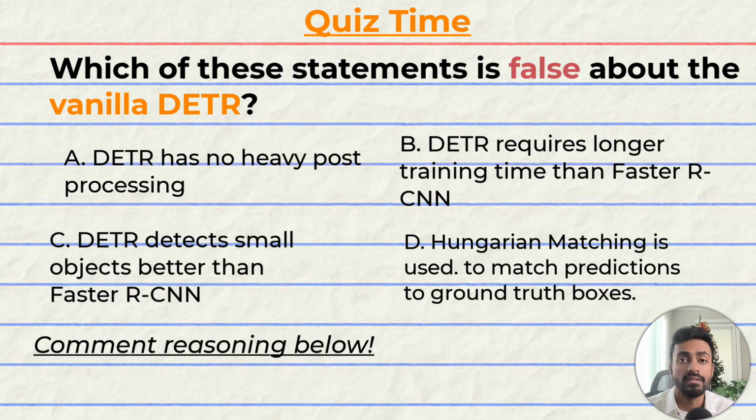Quiz time. Have you been paying attention? Let's quiz you to find out. Which of these statements is false about the vanilla DETR? A. DETR has no heavy post-processing. B. DETR requires longer training time than faster RCNN. C. DETR detects small objects better than faster RCNN. Or D. Hungarian matching is used to match predictions to ground truth boxes. I'll give you a few seconds to answer this question.